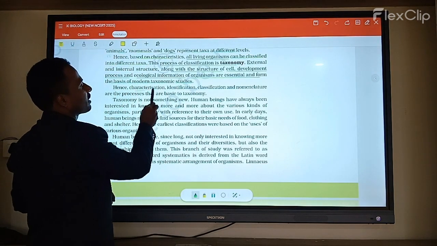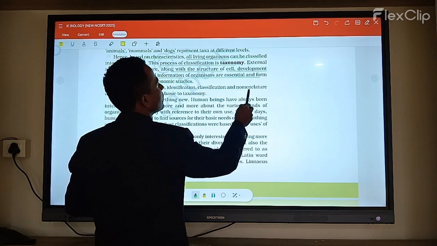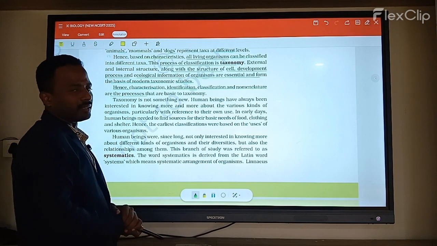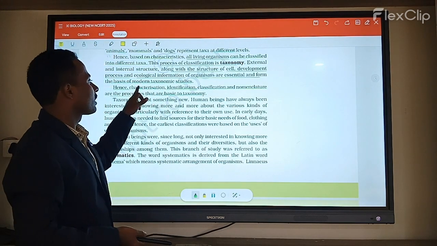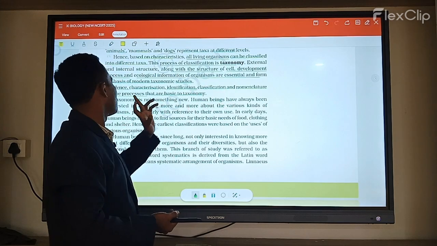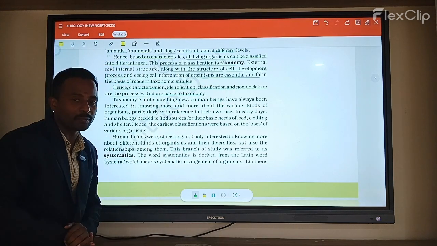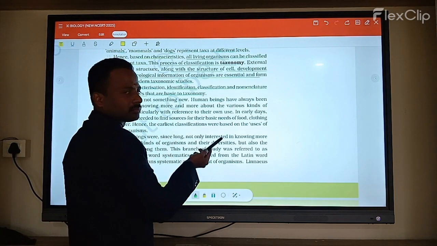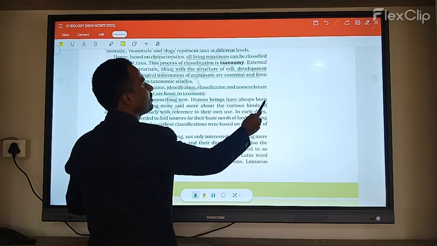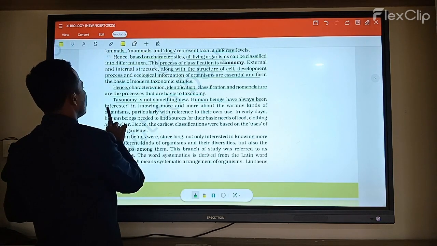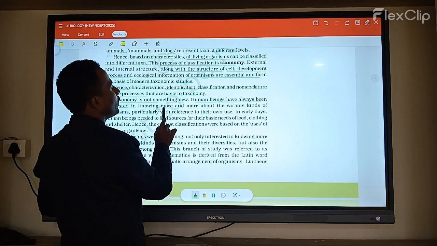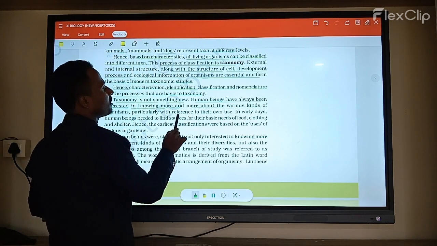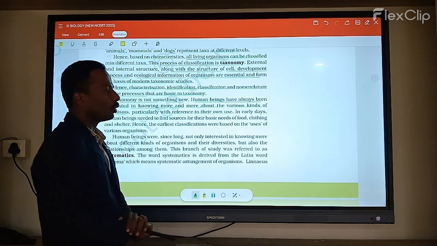Hence, characterization, identification, classification, and nomenclature are the basic taxonomic processes. These four are the basic information of taxonomy. Now, taxonomy is not something new. Human beings have always been interested in knowing more and more about the various kinds of organisms, particularly with reference to their own use.